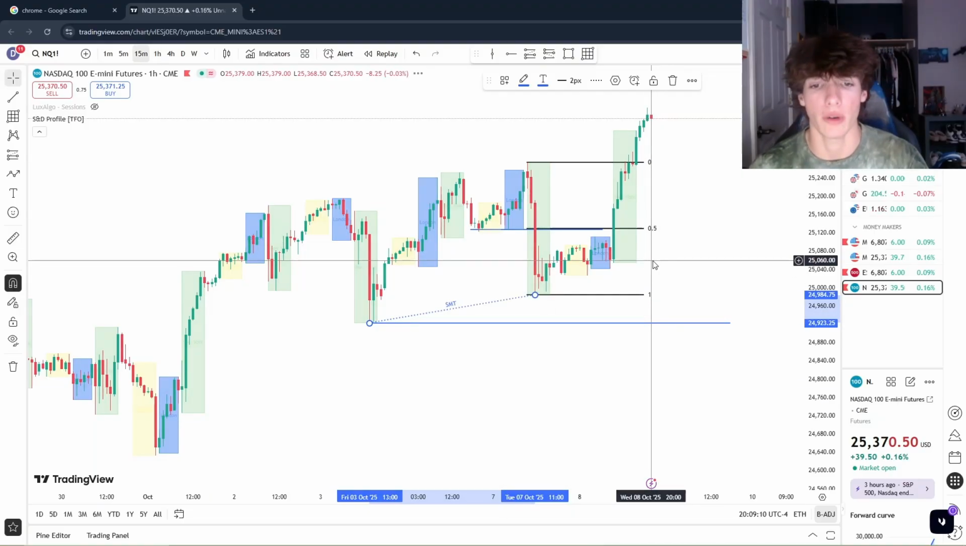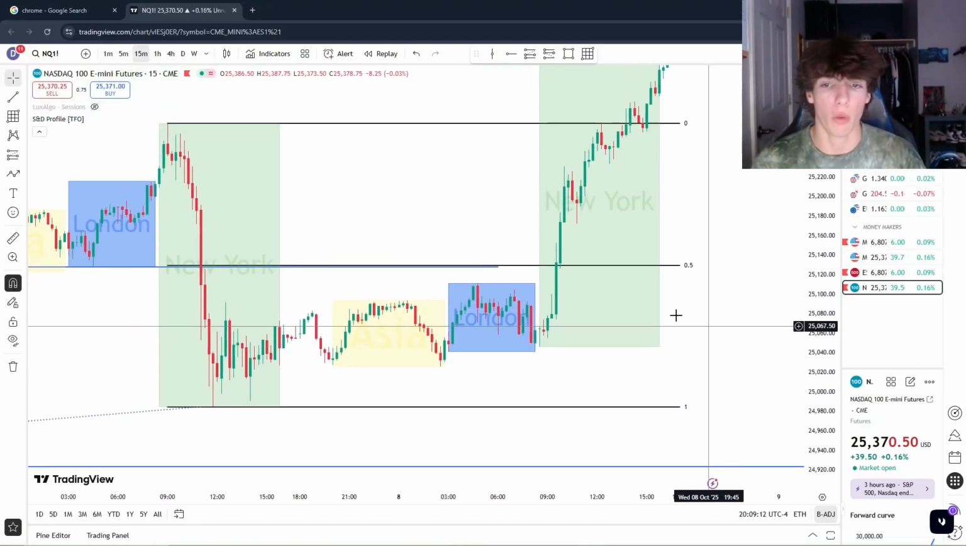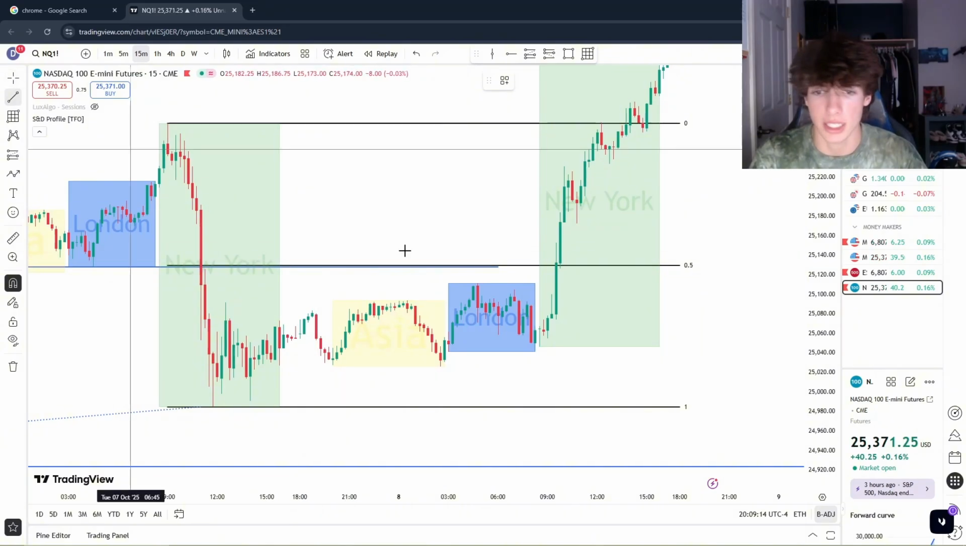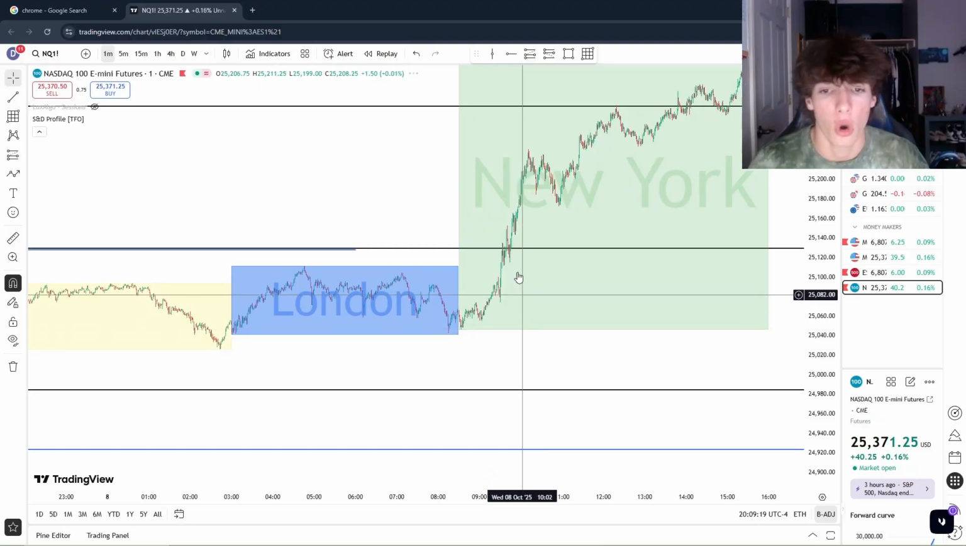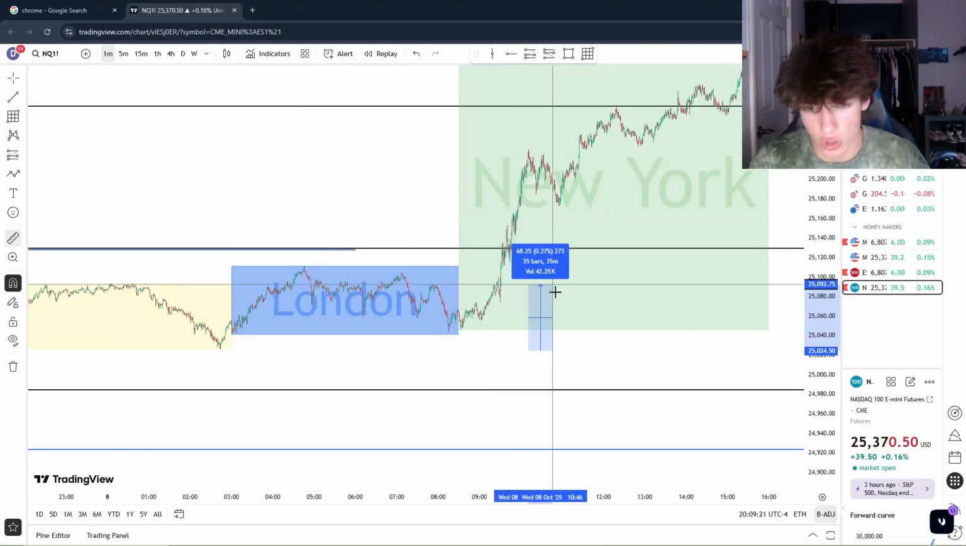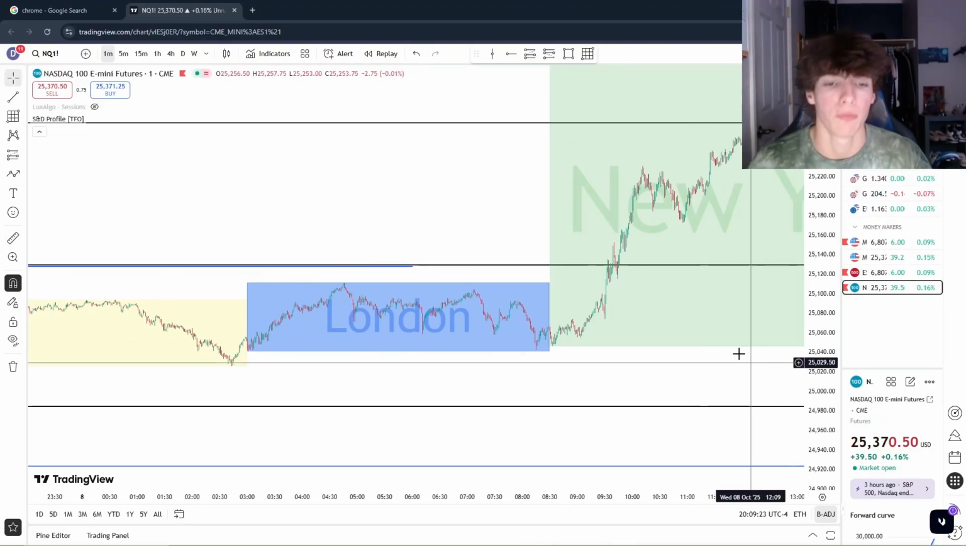So I opened the market, right, with my short bias in mind. What do I want to see? I want to see some type of manipulation into this level right here, and then I want to see a 1-minute potential change in state trade to the downside, or I want to see big displacement first, then I can look to trade some kind of internal model down, right? So what do I get on open?